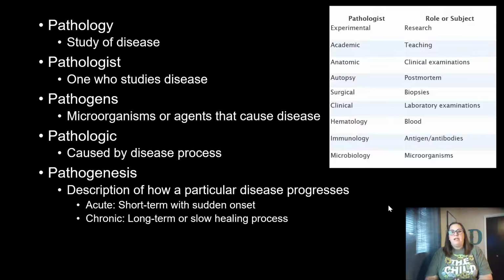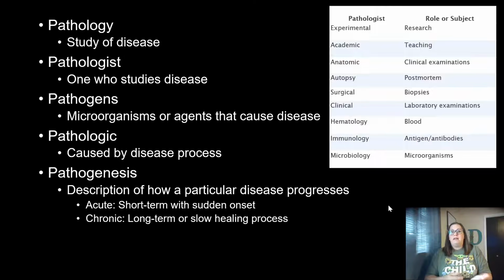Now, when we look at this, pathogens are microorganisms or agents that are going to cause the disease. And this is where a microbiologist comes in handy a lot of times, if it is caused by a bacterial infection or a viral infection. So pathogens are the things that are potentially causing the illness or disease.